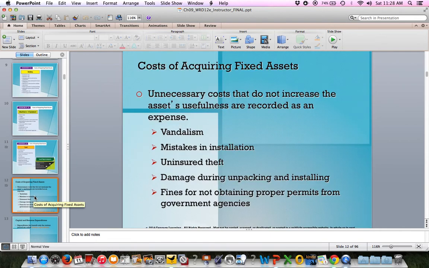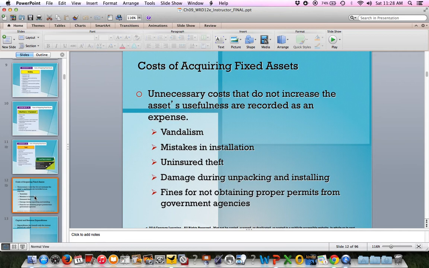So the cost of acquiring a fixed asset, unnecessary costs that do not increase the asset's usefulness are expensed. Okay, so I'll basically just think of it from the perspective of anything that I incur to get the asset ready to use, I capitalize, that becomes a cost of my asset. Okay, but certain costs after that are expensed as incurred.